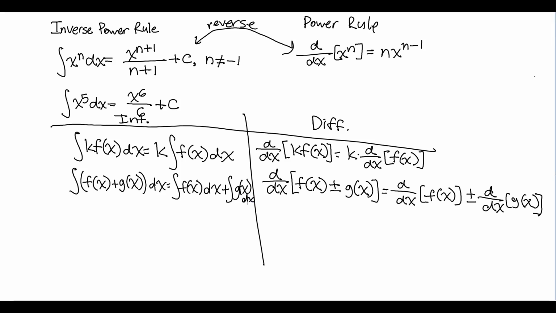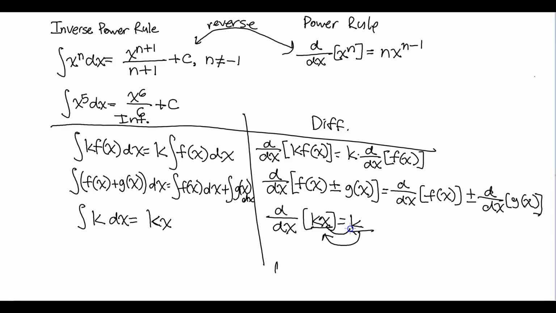The derivative of a constant times x is just a constant, right? So the integral of a constant term equals the constant times x. Remember, you're getting the same thing: when you integrate this, you get this, and when you differentiate this, you get this. And you can use this connection to get a whole bunch of integration rules for the trig functions.